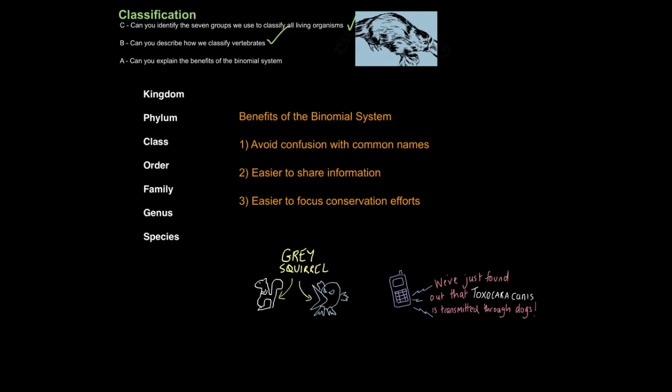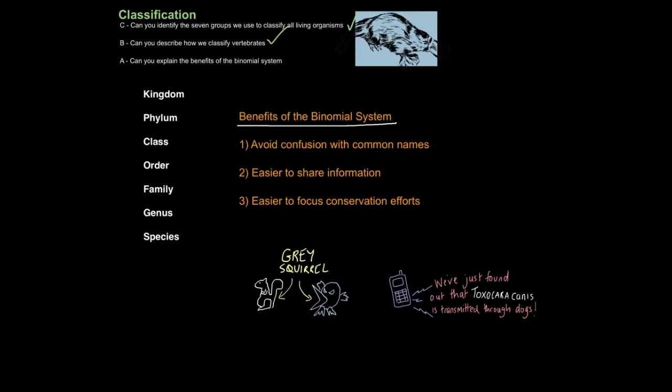So finally, let's look at the benefits of the binomial system, the 2-name system comprised of genus and species. Firstly, it's important to note that some countries may refer to different organisms with the same name. For example, in this hypothetical situation, let's say one country calls this thing a grey squirrel, whereas in another country, they call this a grey squirrel. Clearly, they're 2 different species, although I have no idea what that is. So by using the binomial system, an international standard which we all refer to, we avoid confusion with common names like the grey squirrel.